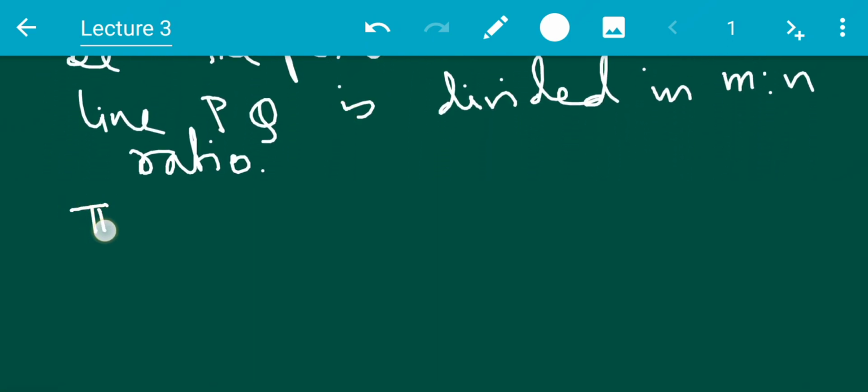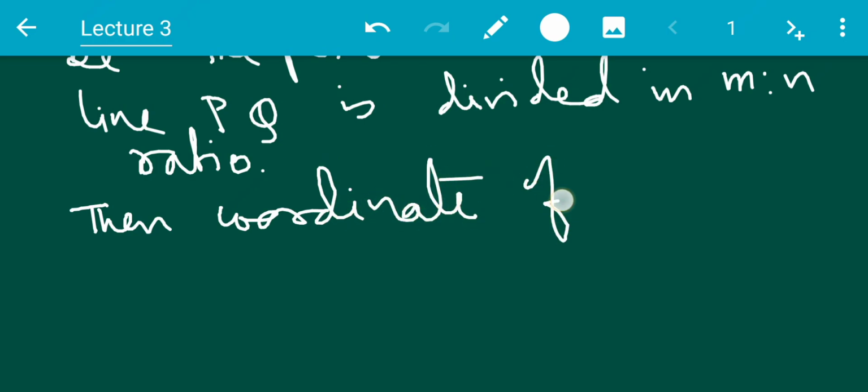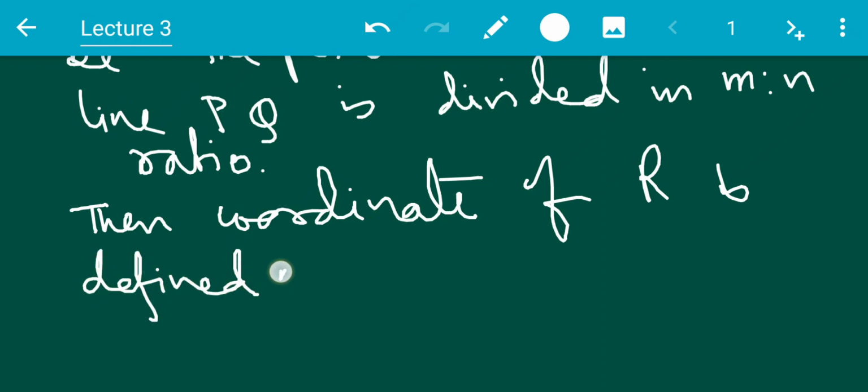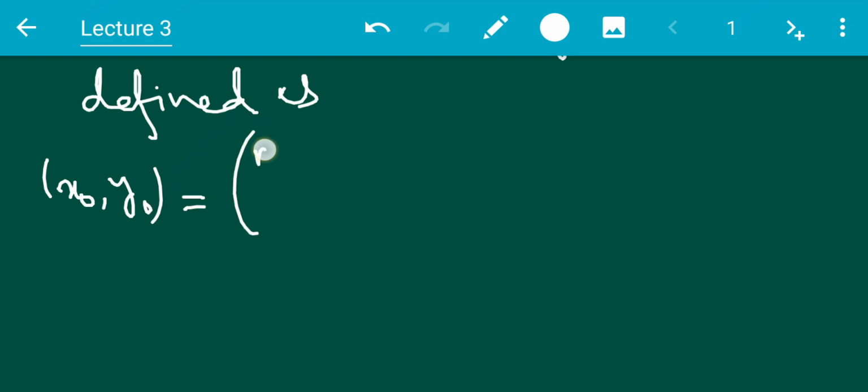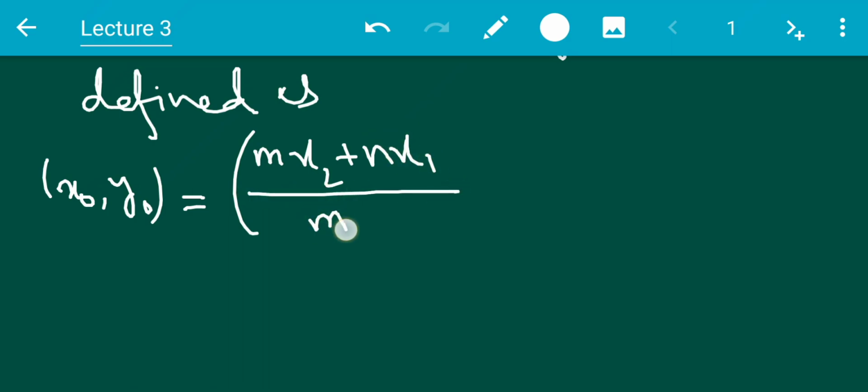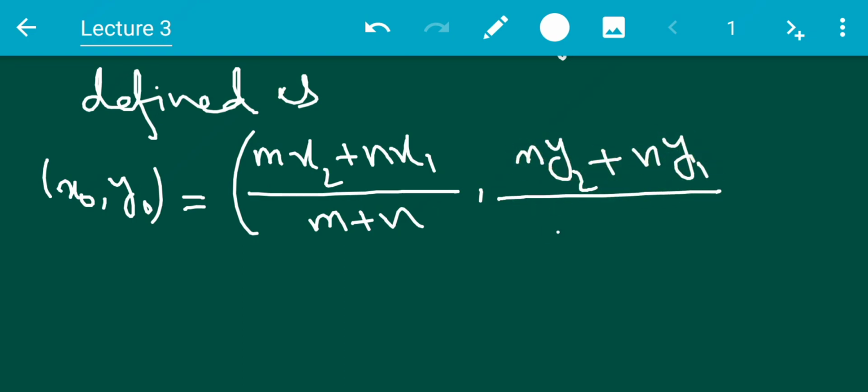Then the coordinate of R is defined as x0 comma y0 is equal to (mx2 plus nx1) divided by (m plus n), and (my2 plus ny1) divided by (m plus n).